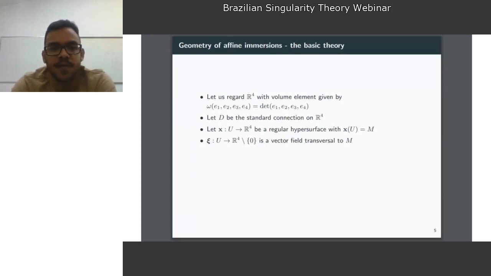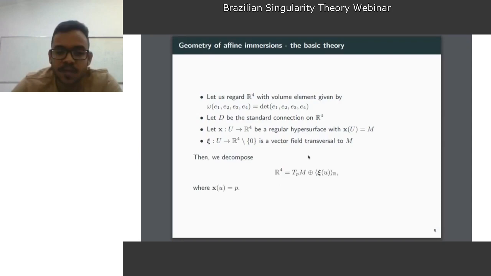results. So we take R4 with volume element given by this. And we take D, the standard connection on R4. X regular hypersurface with image M, and we take C a vector field transversal to M. This means that C does not belong to the tangent space of M at any point. So since we have this, we can decompose R4 in these two components here.